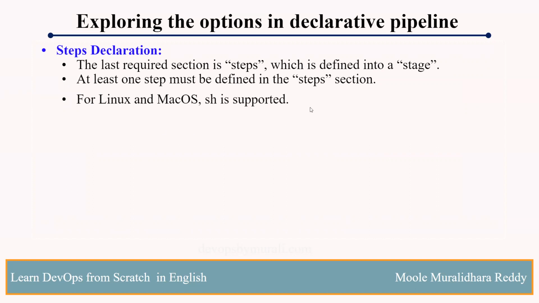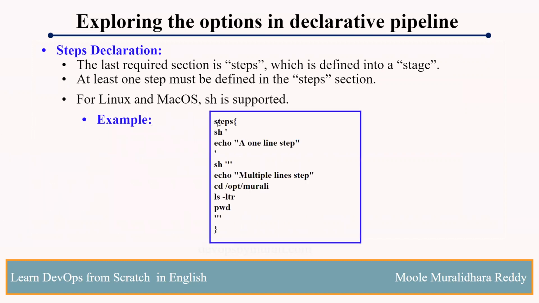For example, if it is Linux or Mac OS, we can set it up using sh, which is supported. Example, if you see here, steps, I'm giving sh. sh is nothing but shell script. If you want to run any shell-related commands, we can use sh. In single quotation, echo. Echo is nothing but it will print the line, right? And if you see here, sh with triple single quotations, I have defined multiple lines. If you want to define multiple lines, you can use triple single quotations.